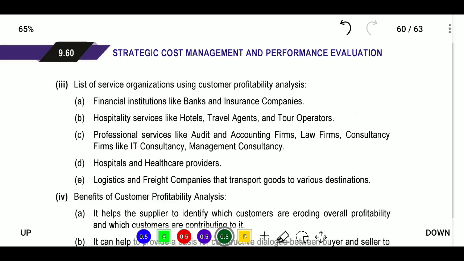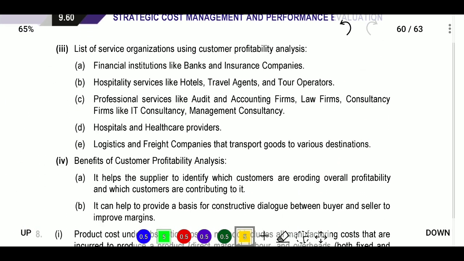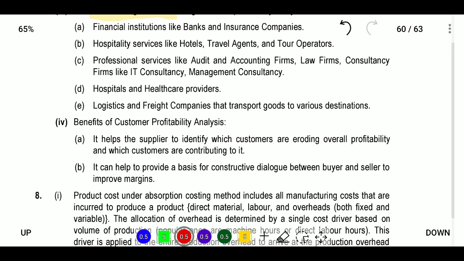Next, list of service organizations with customer profitability analysis. Financial institutions, meaning banks and insurance companies. Next, hospitality services like hotels, travel agents, tour operators. Next, professional services like auditing, accounting firms, law firms, consultancy firms like IT consultancy and management consultancy. Next, hospitals and healthcare providers. Next, logistics and freight companies that transport goods to various destinations.